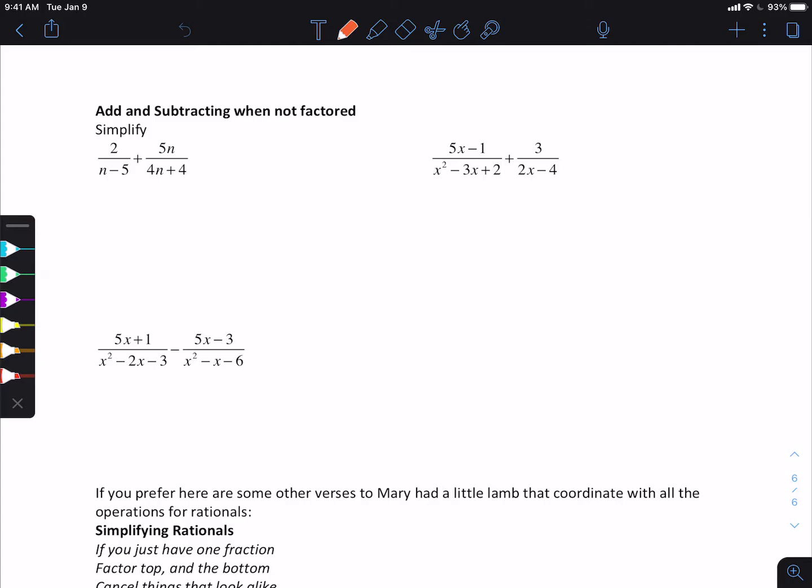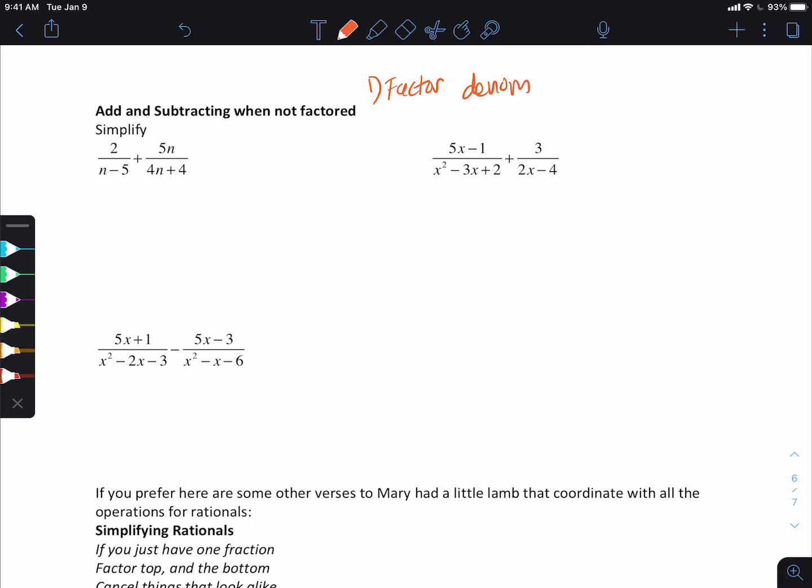We've added and subtracted when there's a common denominator, and we've added and subtracted when there's not a common denominator, but our denominator is factored. Now we're going to add and subtract when there's not a common denominator and it's not factored. So the only extra step is that you have to factor the denominator first. And you're only caring about factoring the denominator, not the numerator.